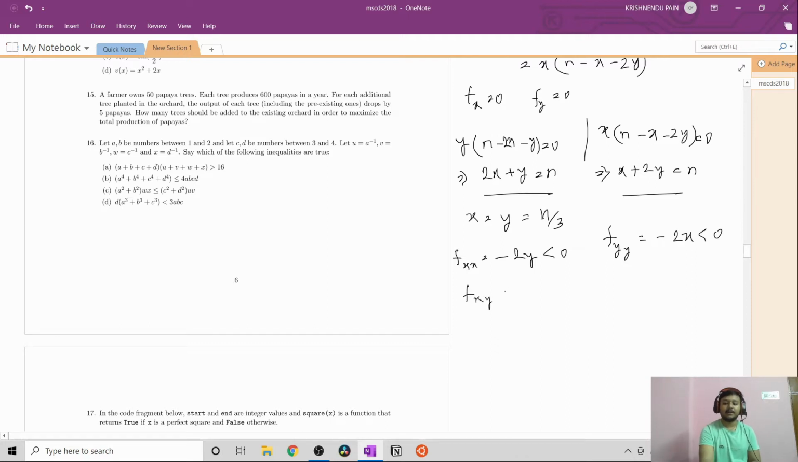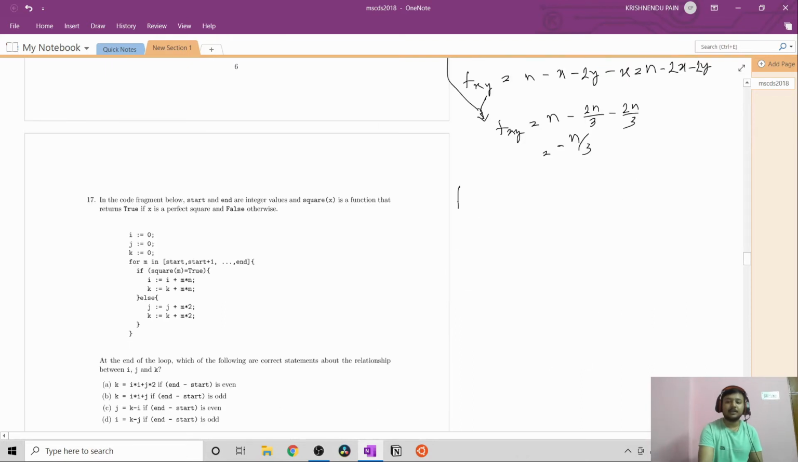Take fxy, that means differentiating fy with respect to x partially, then we will get n minus x minus 2y minus x, which is n minus 2x minus 2y. At this point, fxy equals n minus 2n by 3 minus 2n by 3, which is n minus 4n by 3, which is minus n by 3.